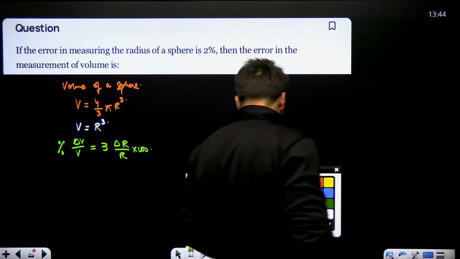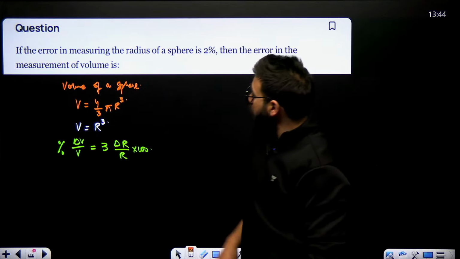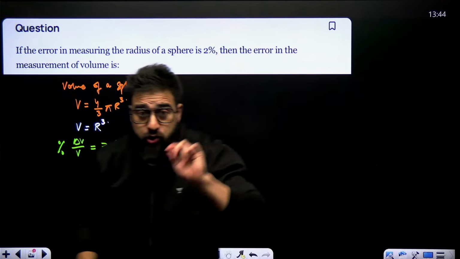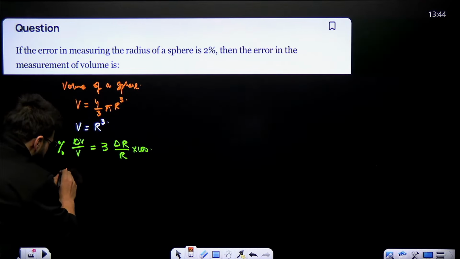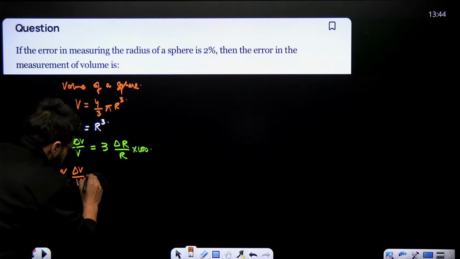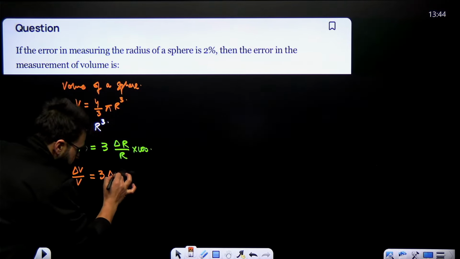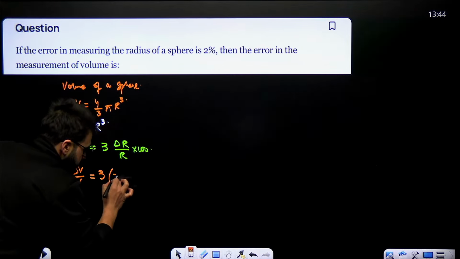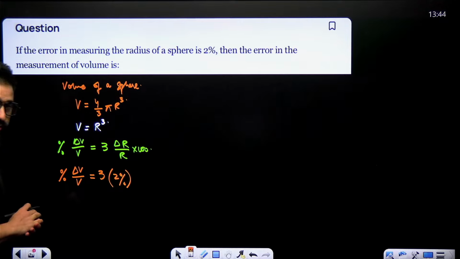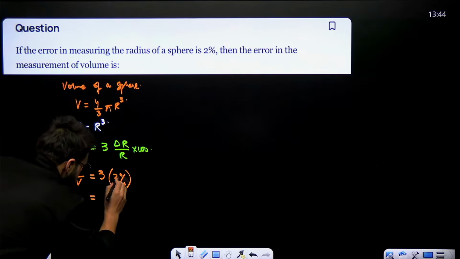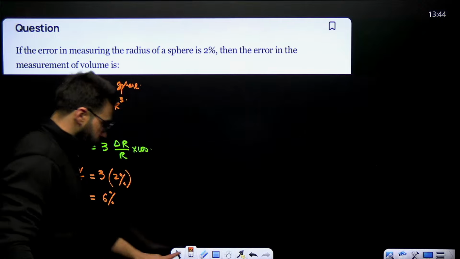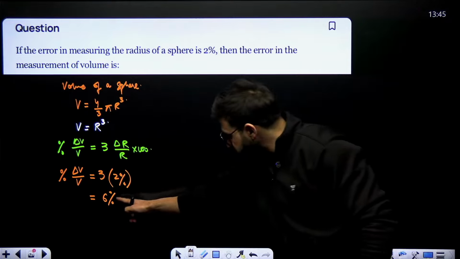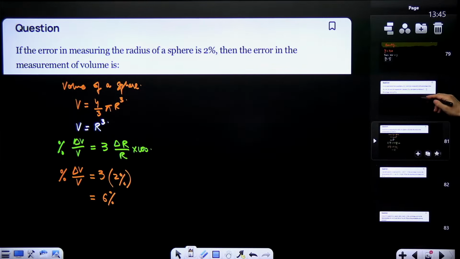Yes. Now, delta R by R into 100. What is this? This is the percentage error in the radius of the sphere. That is how much? 2%. So I can say percentage delta V divided by V is equal to 3 multiplied by, this is 2% over here. So in this case 3 into 2 is 6%. So what is the error in the volume? That is 6% in this particular case.